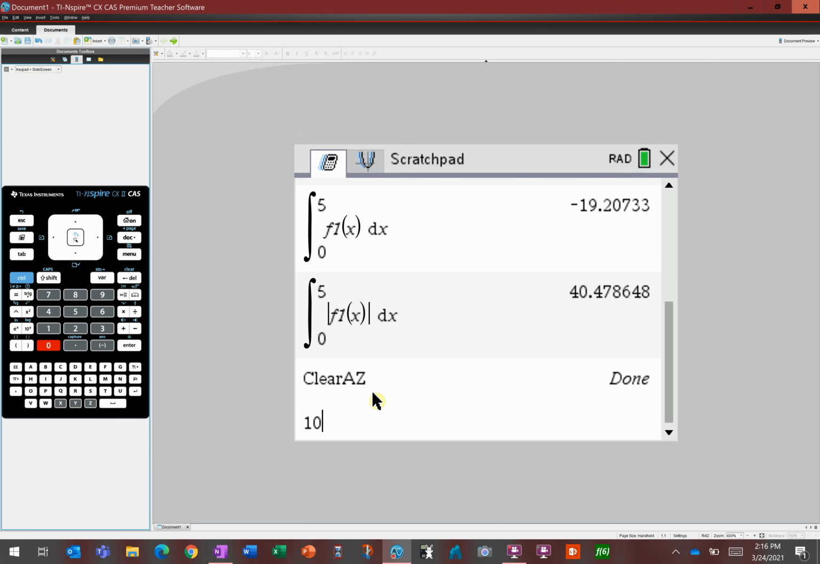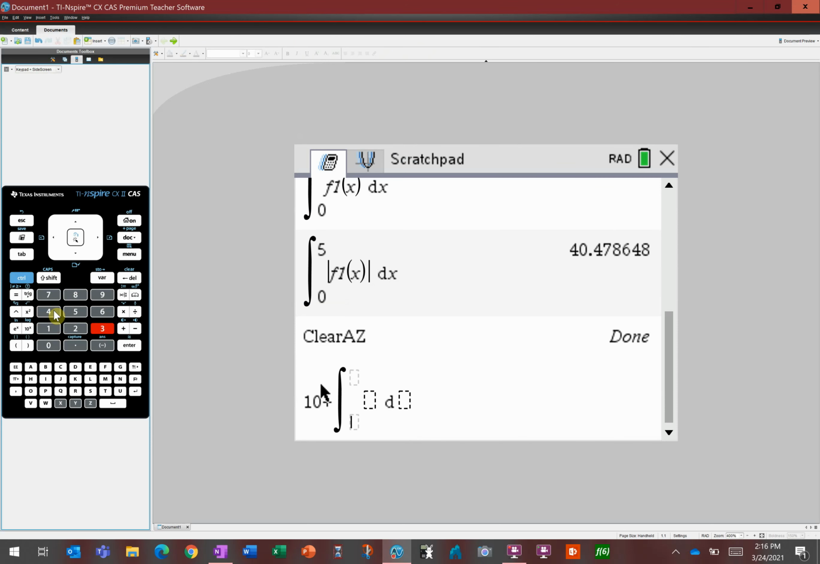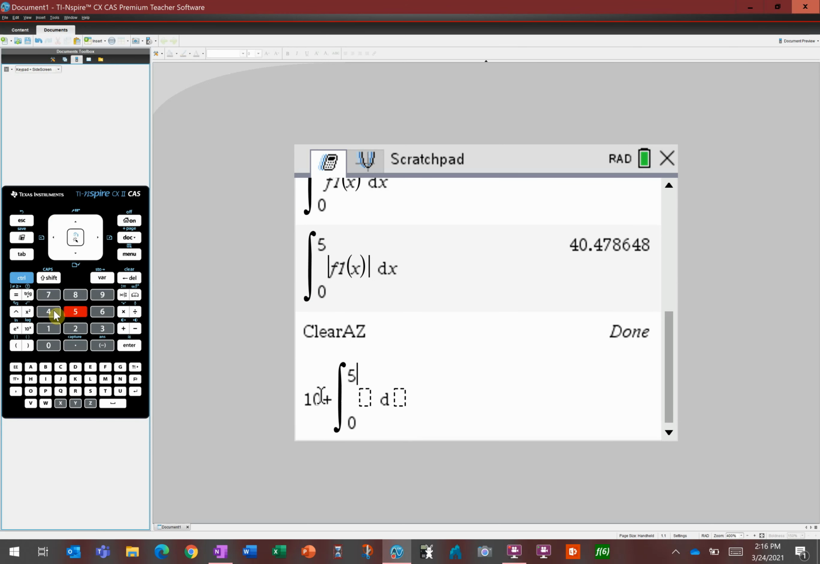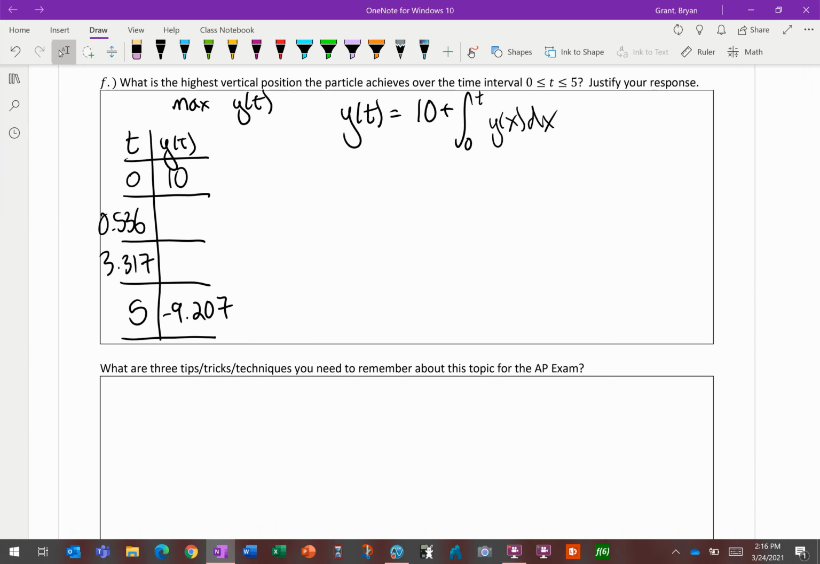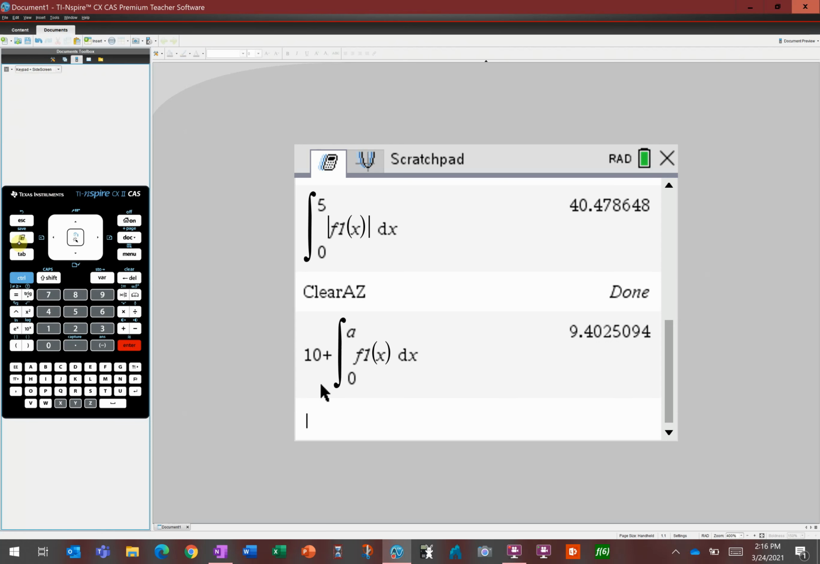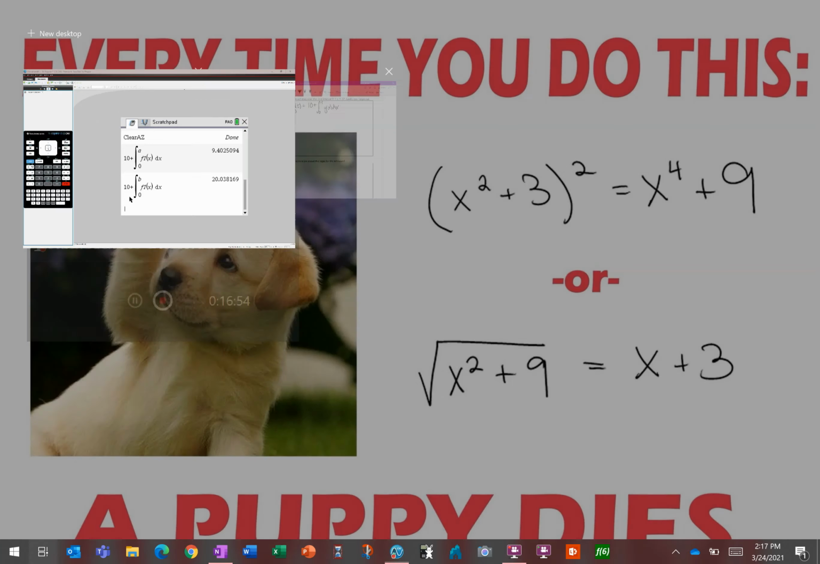We need to do 10 plus the integral from 0 to 5 of f1 of x dx, but not 5. Oh my gosh, Mr. Grant. Let's do it to A first. Good. 9.402. We can record that. 9.402. And the last one is the same thing, but I'm just going to make this b. 20.038.